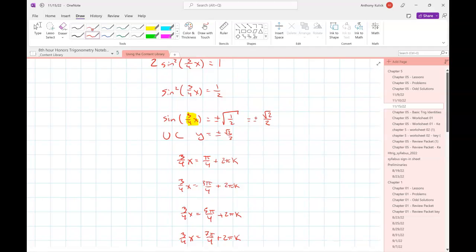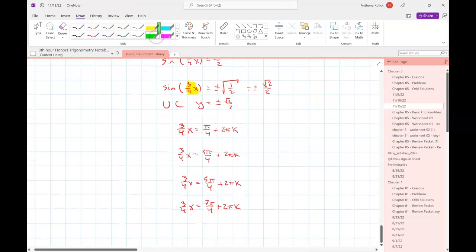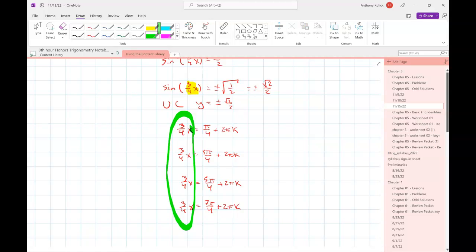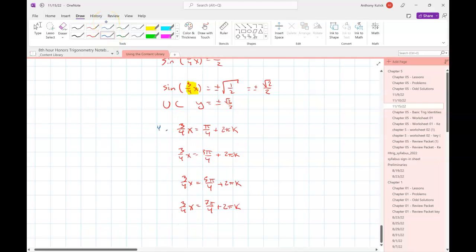Okay. So have we solved for x? Yes. Certainly. Have we solved for x yet? No, man. Right? The x isn't by itself. What do we still need to do? Multiply both sides by 4 over 3. But that 4 over 3 needs to apply to here and to there.